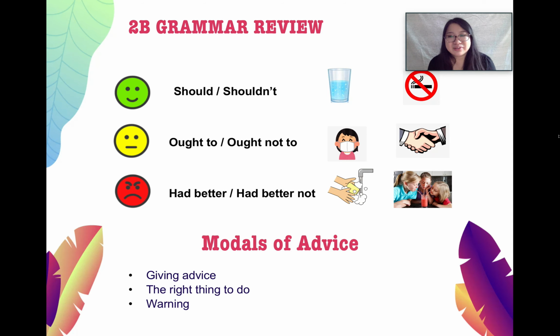So we can use modals of advice to give advice, of course, or explain what is the right thing to do. So if I want to tell you what I think is the right thing to do, I will use the word should. You should drink more water, or you shouldn't smoke cigarettes. If I want to tell you my advice more strongly, I'll use the word ought to or ought not to. You ought to wear a mask. You ought not to shake hands, especially now with coronavirus.